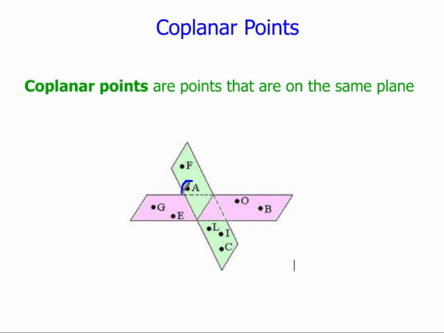But if I looked at, say, A and B, well, A is in the green plane, B is in the purple plane, so they are not coplanar. So that's how we figure it out. If they're in the same plane, they're coplanar. If they're not in the same plane, they're non-coplanar. And that is the end of the vocabulary that we need to know for basic geometry.